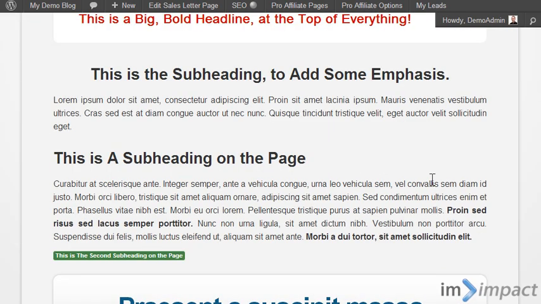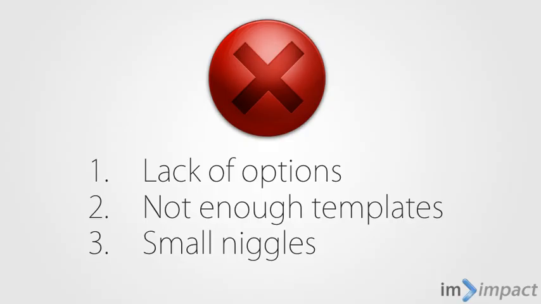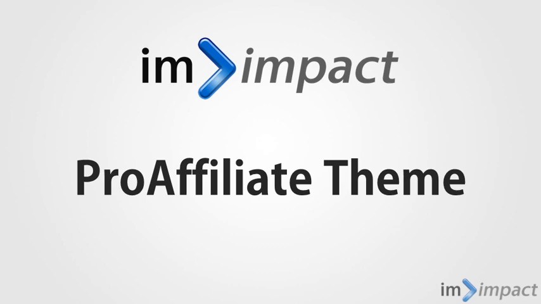And there are a few tiny things wrong with it, but, you know, nothing major, nothing as major as just the sheer lack of options and the lack of templates. So my verdict for the Pro Affiliate theme is that it seems to be built by very capable developers and designers, and they could have done a lot better. Ultimately, I think there are simply better alternatives available at about the same price, so I can't really recommend this theme.